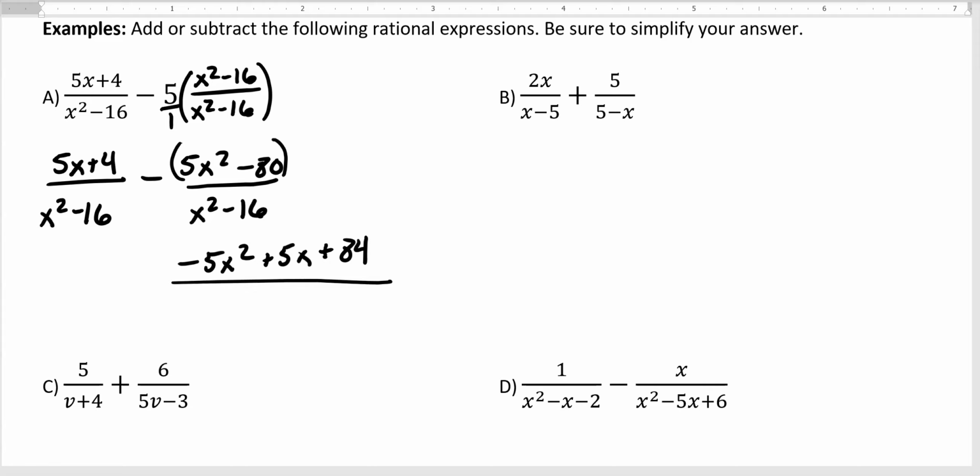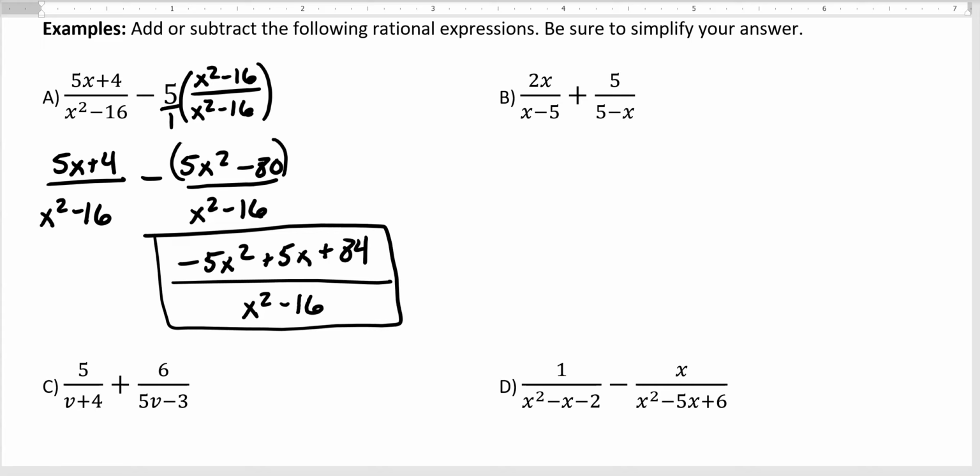And then my denominator, remember, doesn't change. It stays x squared minus 16. There we go, and there we have it. Looking at letter B is a little tricky here: 2x over x minus 5 plus 5 over 5 minus x. So notice there's definitely a relation between these denominators.